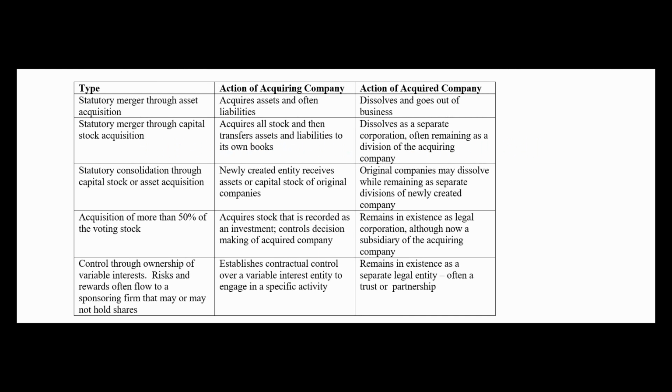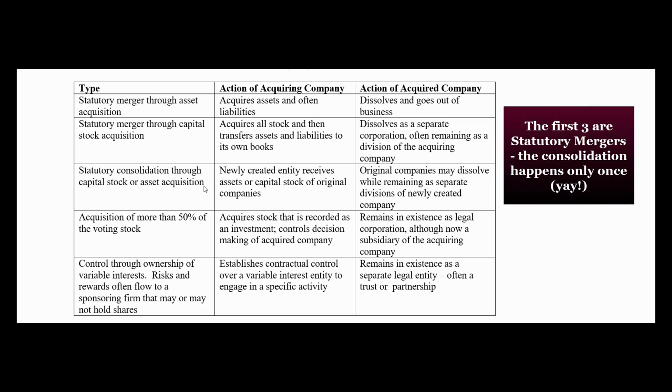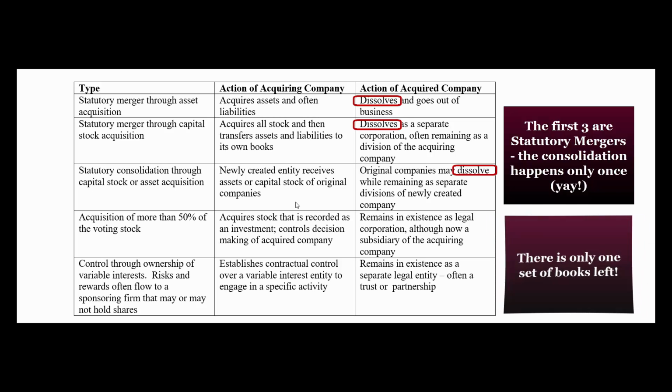So there are 5 basic ways to accomplish the business combination in the first place. The first 3 are statutory mergers, where the sub, or in the third one, the sub and the parent both get dissolved. And so automatically consolidated financials are formed going forward because we got rid of the sub in 1 and 2, and we got rid of the sub and the parent in number 3.